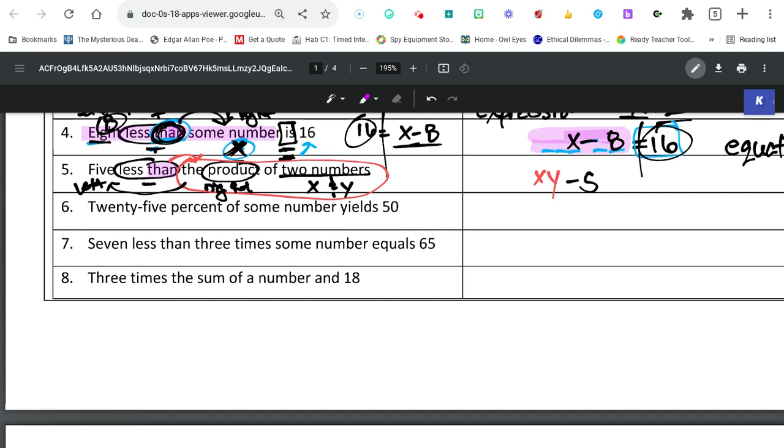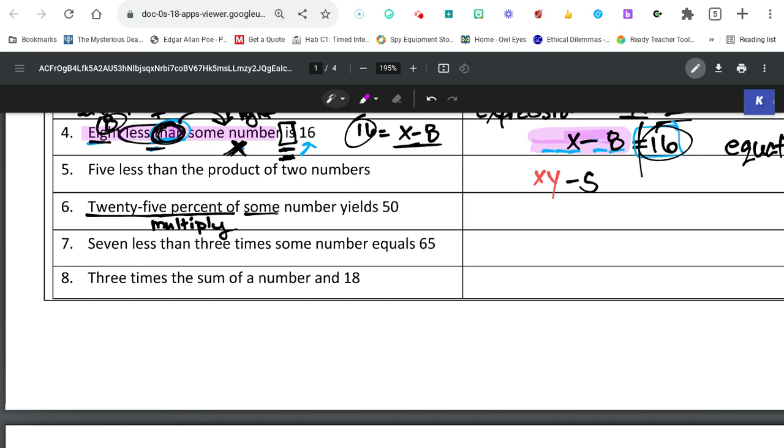All right, let's take a look at 6. Okay, we got 25% of. Oh, I got a percent of, which means I need to multiply. And some number is my x. "Yields" is equal. So I know this thing is going to equal 50. It's going to equal 50, guys.